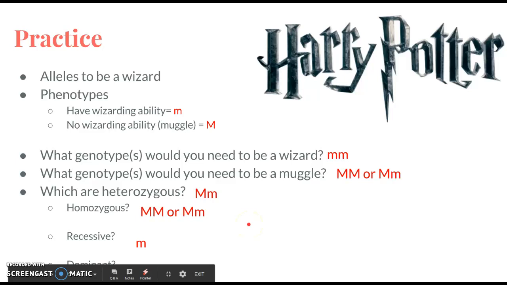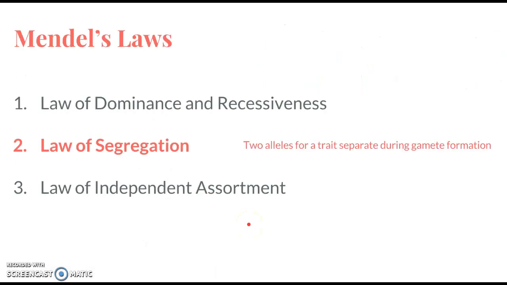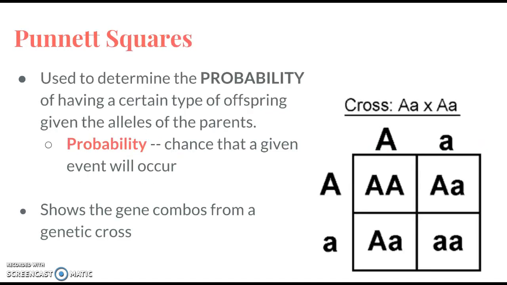Okay, so in Mendel's laws, the second one is the law of segregation. Two alleles for a trait separate during gamete formation. So this is going to lead us into punnett squares. Punnett squares are used to figure out the probability. So we're trying to figure out the chance that you will get an offspring with some certain trait. So I have your probability, the chance that a given event will occur. So we have a question. What is the chance that I'm going to get individuals with brown hair?